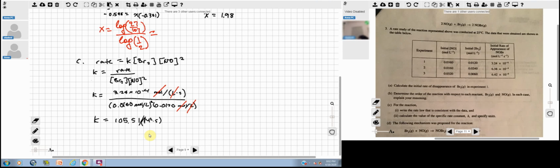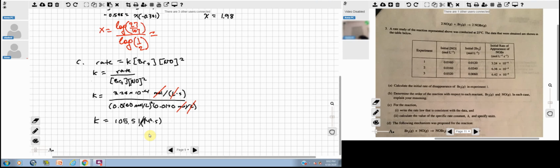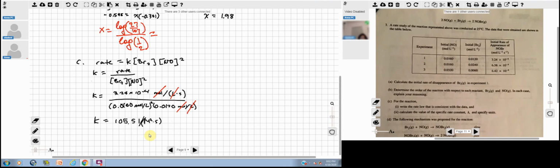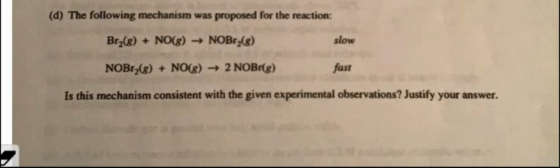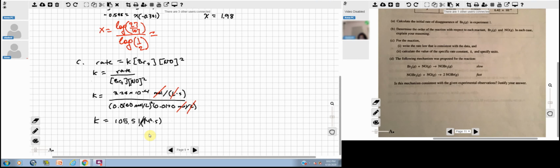Okay. And part Z. You don't have to care about the orders. You have to write the rate law based on the mechanism. Yeah, the slow step.